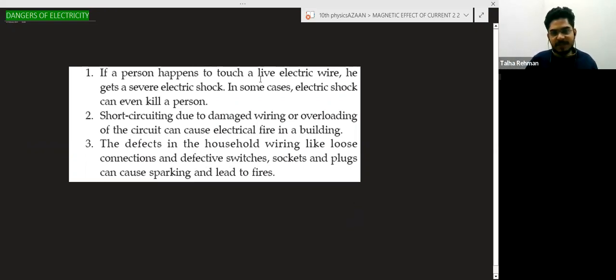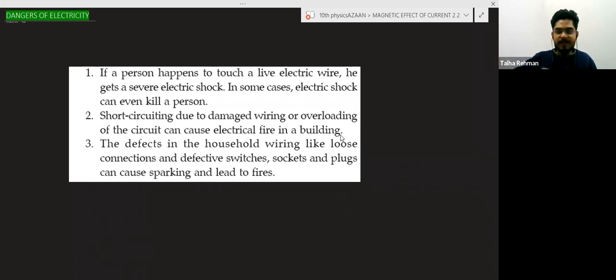If a person happens to touch a live wire, an electric wire, he gets a severe electric shock. In some cases, the electric shock can even kill the person. Second, short circuiting due to damaged wiring or overloading of the circuit can cause an electric fire in the building. So what happens in case of short circuiting? When there is no proper wiring.